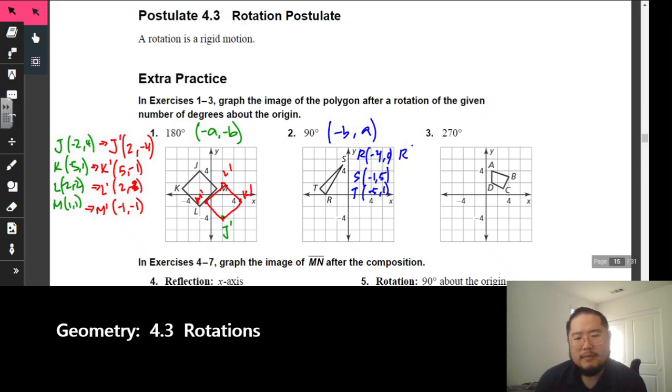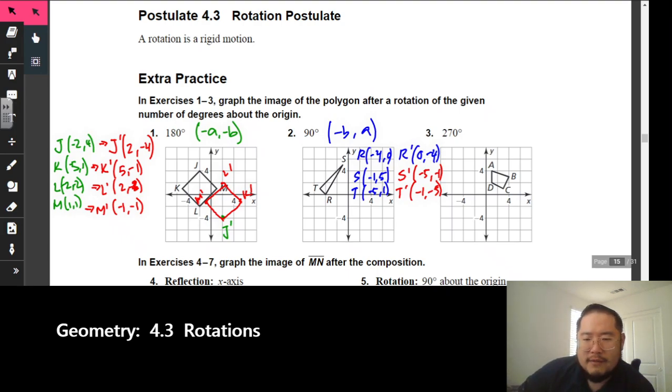All right, so let's go ahead. We have R prime. We're going to switch it. Take the opposite. Opposite of 0 is still 0. And then A stays the same, so 0, 4. We have S prime. It's going to be negative 5, negative 1. And T prime right here is going to be negative 1, negative 5. All right, so we got our points right there. And I think you should hopefully be able to graph this out, so I'll let you do that on your own.